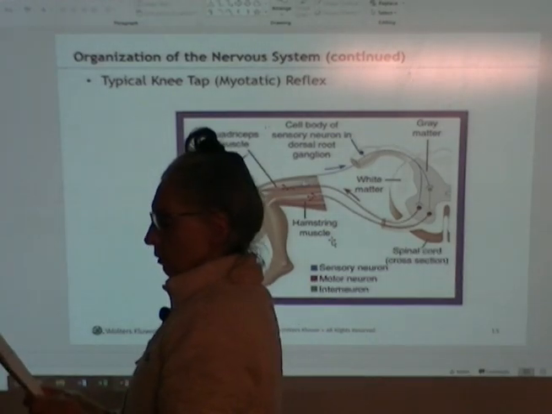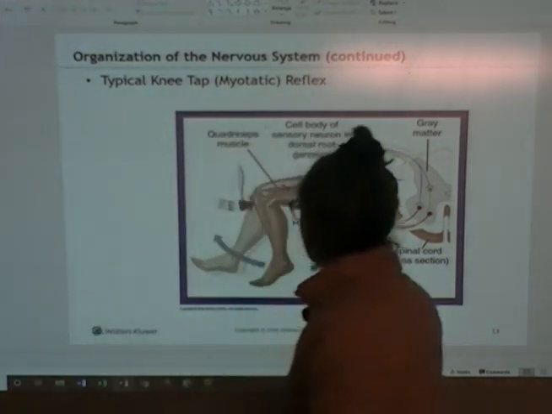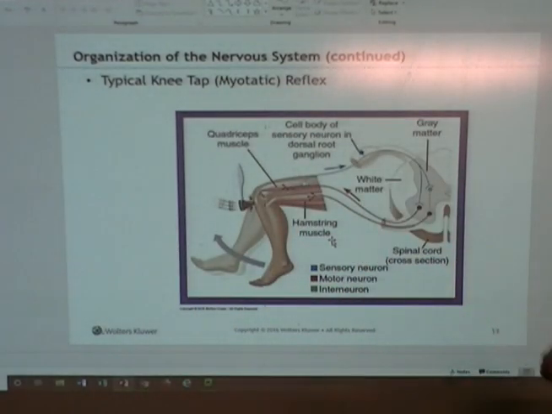Okay, back to this diagram. This is a picture of a knee tap reflex, which you've probably heard of. It's what we call a monosynaptic reflex, and that's because if you look here, and we haven't talked about muscle spindles yet, but we will.